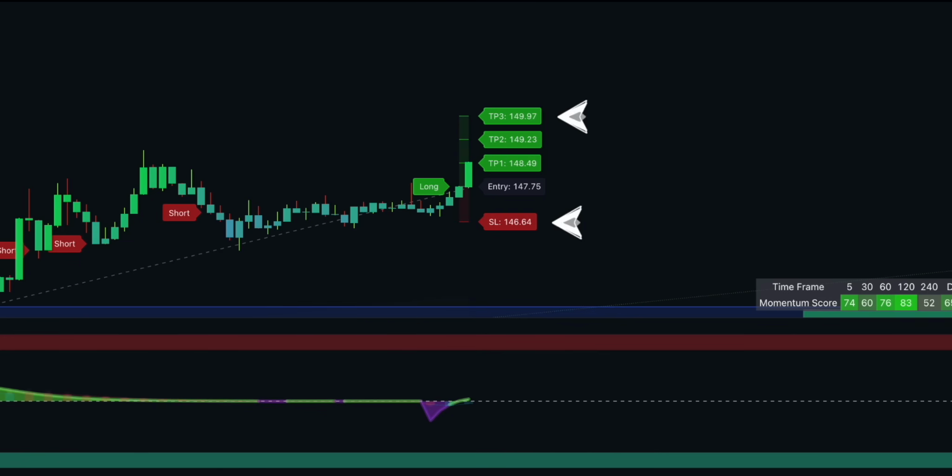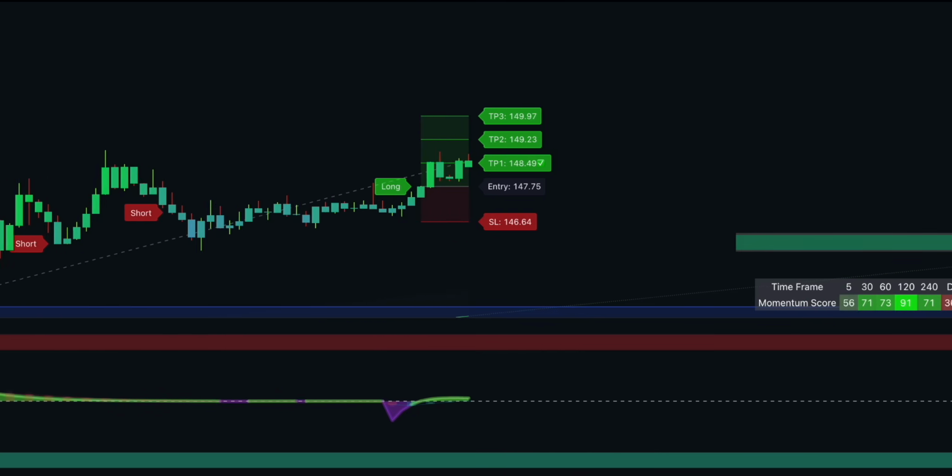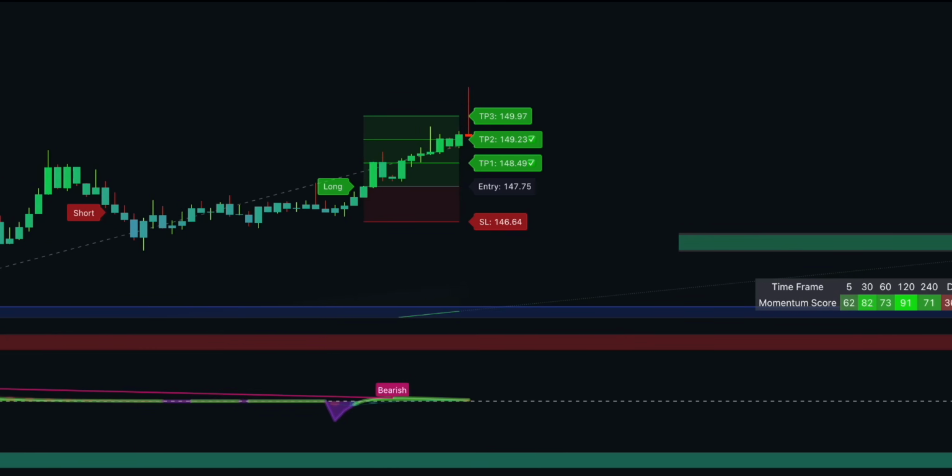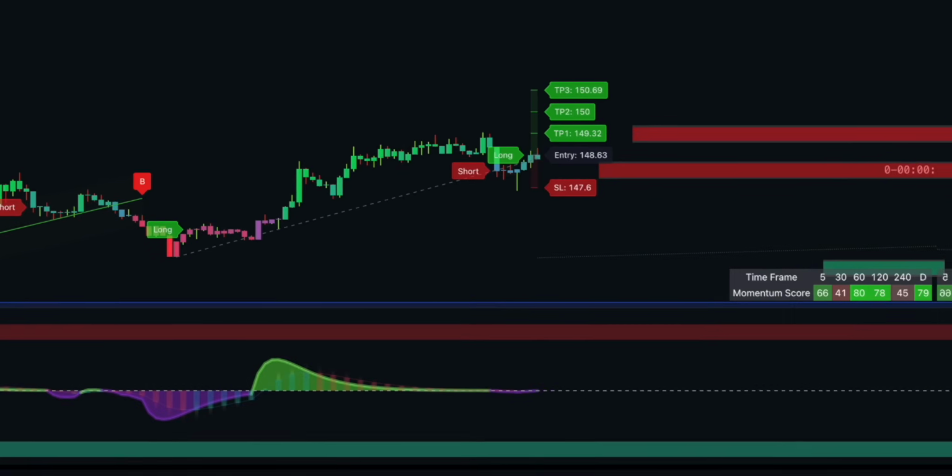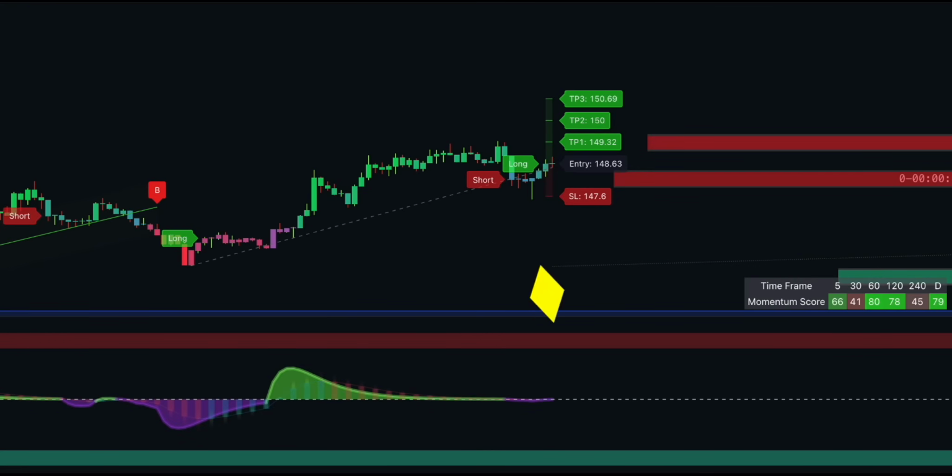If the trend following wave had flattened by the time a long signal was issued, it's better to skip such a signal. If the oscillator is purple at the time a signal is given, you can wait maximum 3 candles for it to turn green.